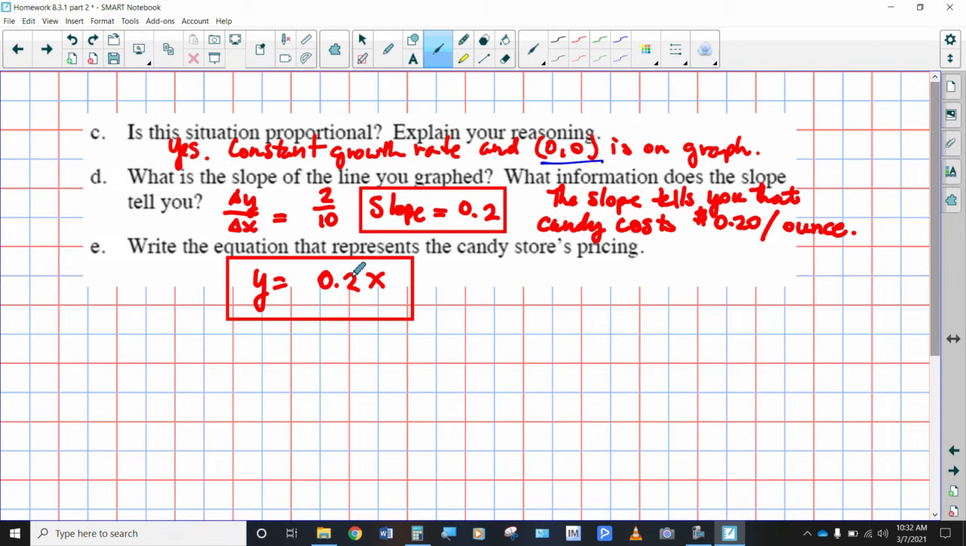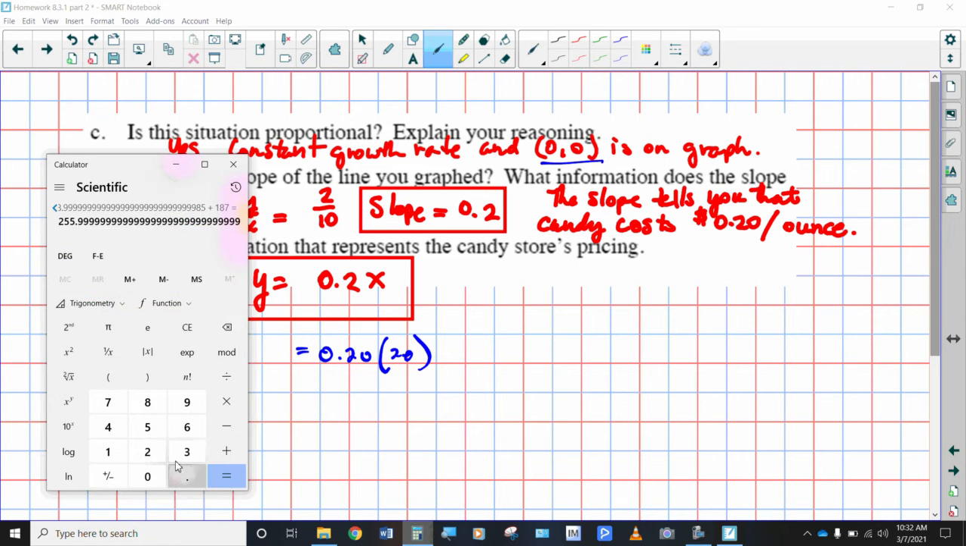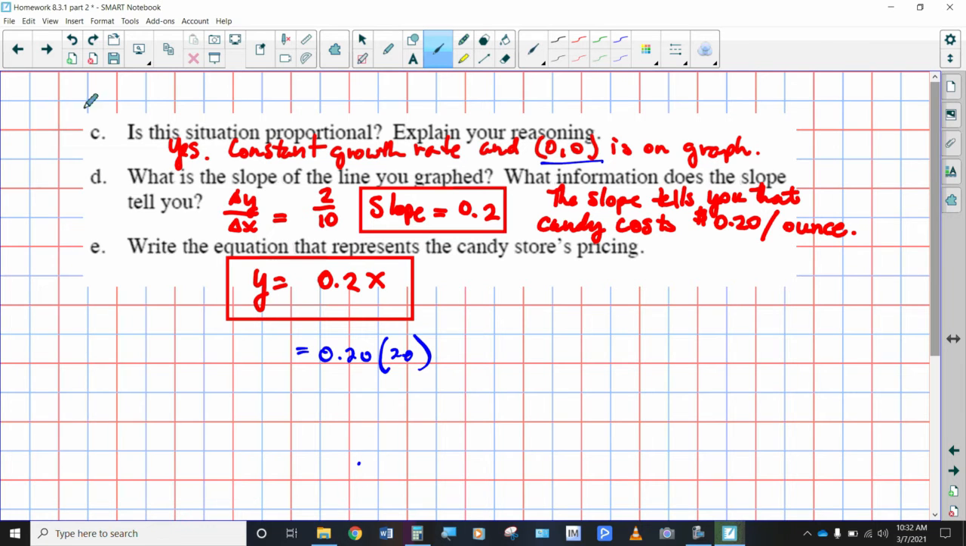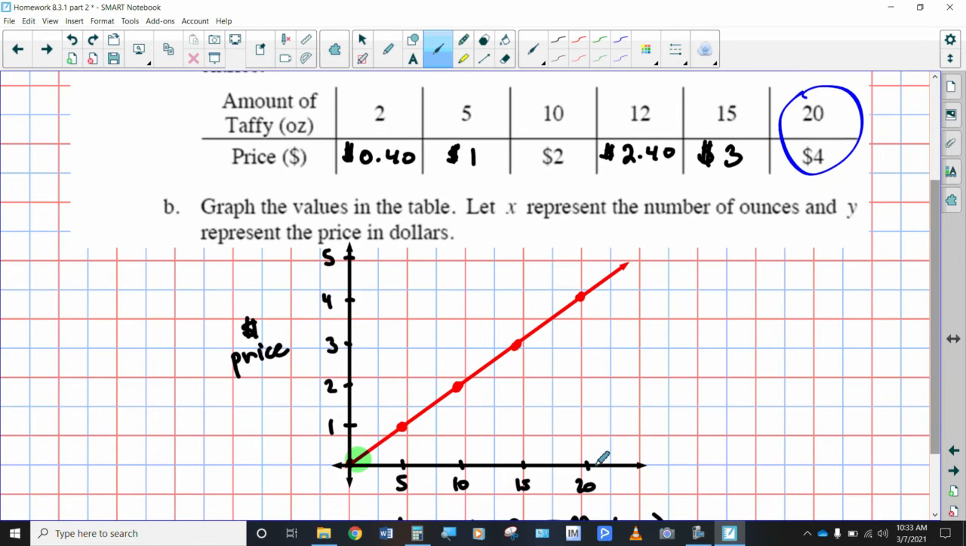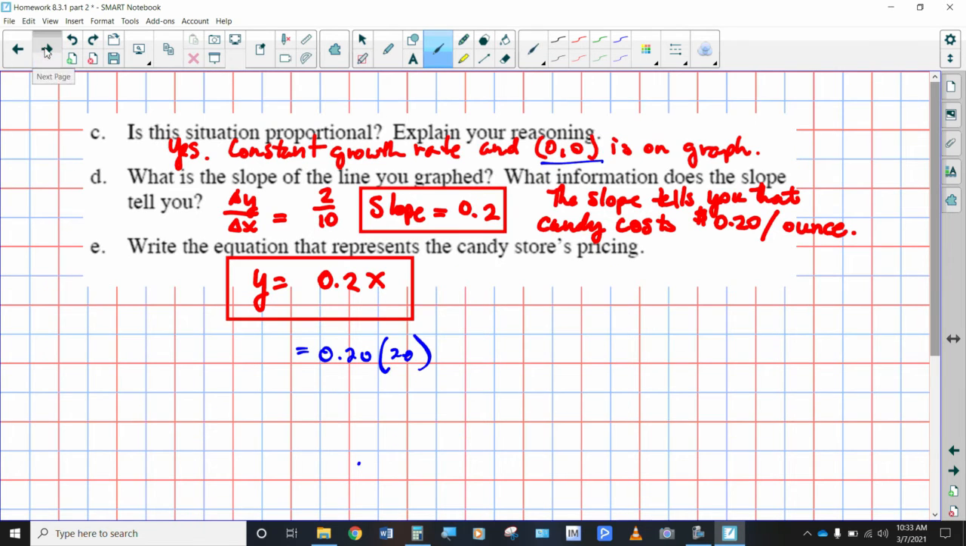And the equation that fits for this is the unit rate times the number of ounces equals how much you're going to pay. So just to prove that, if we bought 20 ounces, 0.2 times 20 is $4. So when we look at the graph, that works. Actually, 20 ounces was $4. Yes, that works as well. Okay, so that's the rule.